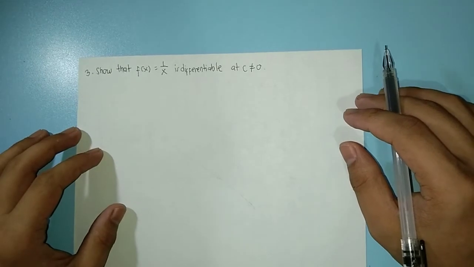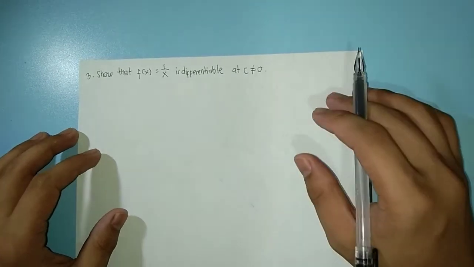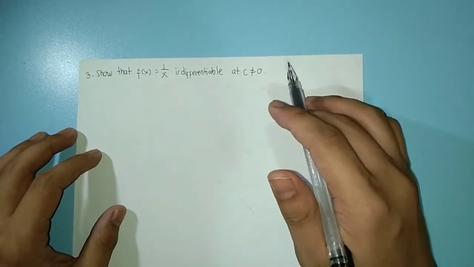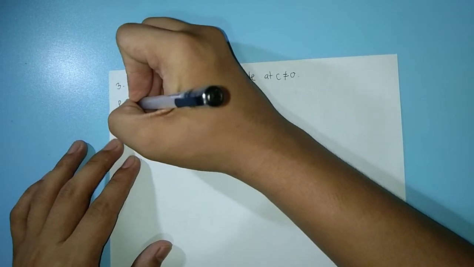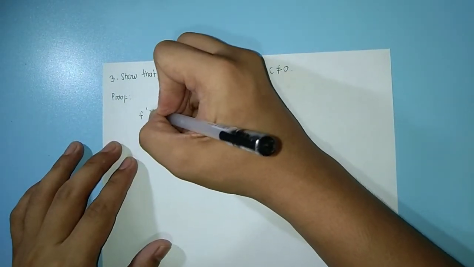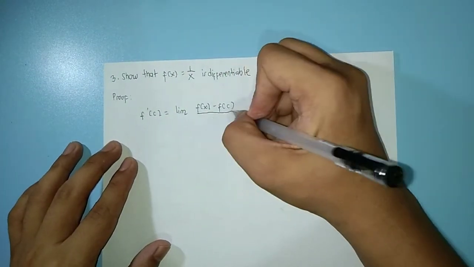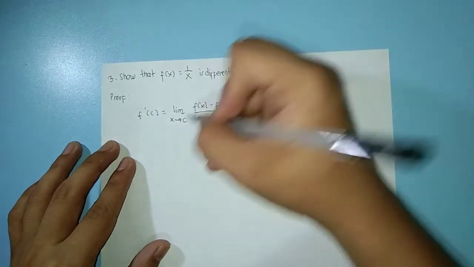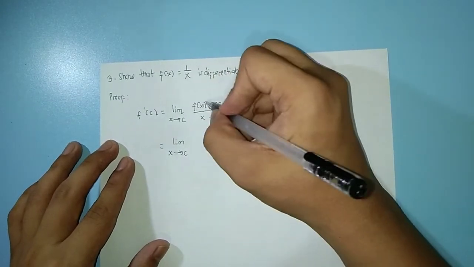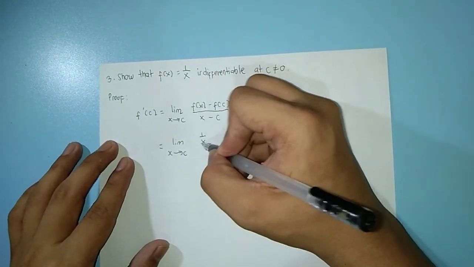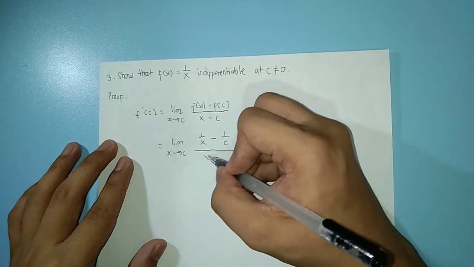Number 3, show that f of x is equal to 1 over x is differentiable at c not equal to 0. Bakit not equal to 0? Kasi yung 0 hindi siya part ng domain. Pag nilagay mo kasi siya dito, undefined. Diba? So, for our proof, f prime of c is equal to the limit f of x minus f of c over x minus c as x approaches c. So, ano yung ating f of x? That is 1 over x. Sulat ko lang to. So, f of x, 1 over x. Minus, ano yung f of c? That is 1 over c. No? 1 over c. All over x minus c.